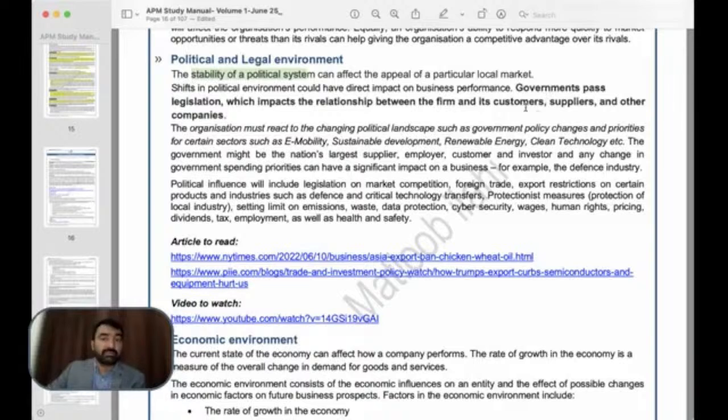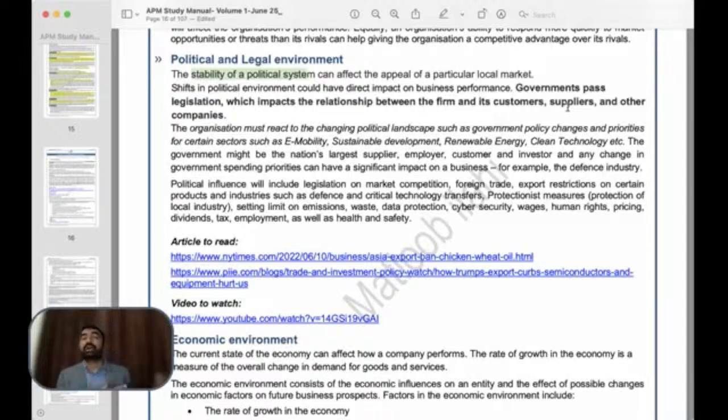Yes, that is a very simple thing. For example, if a new government is in power, the new government might have different priorities. The new government might have different policies. They may try to abandon the policies from the last government. So this would not be favorable for many industries. This would not be favorable for many companies.